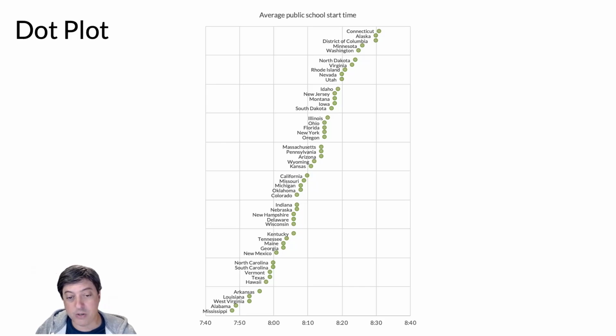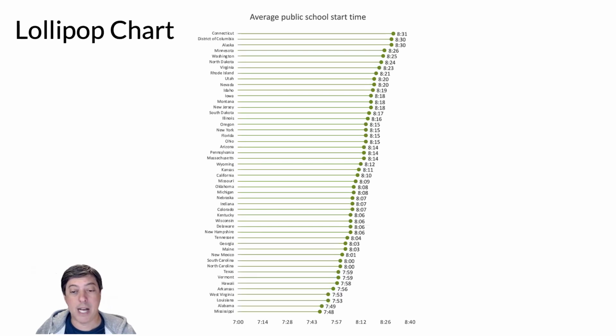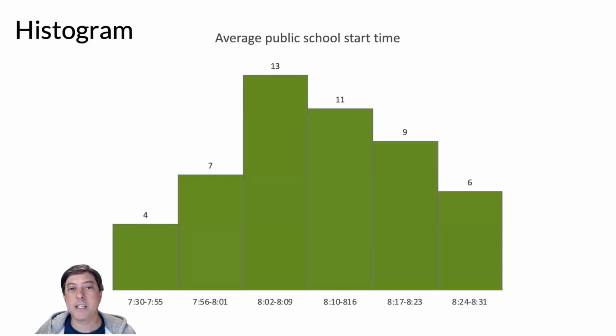And I can take that another direction if I want. If I want to make a lollipop chart, I just add a line that goes from left to right from those points all the way to the Y axis. What about the distribution? Well, let's say I want to focus on the distribution of these data. I could create a histogram.